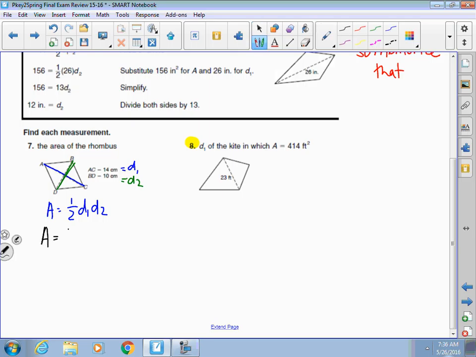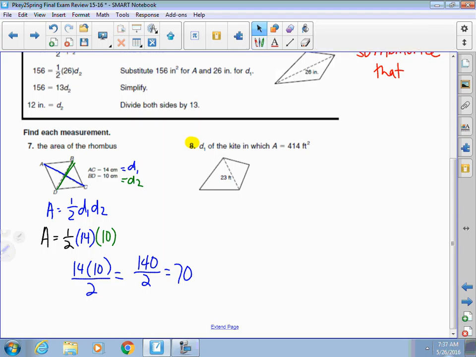So A equals 1/2 our diagonal 1 times 14 times our diagonal 2, which was the 10. So we're going to multiply them together, or take a half of it and then multiply. But I know most of y'all like to do 14 times 10, then divide by 2, which is fine. 14 times 10 is 140. Half of 140 is 70. Okay? So this is what I was talking about. You have to work backwards.